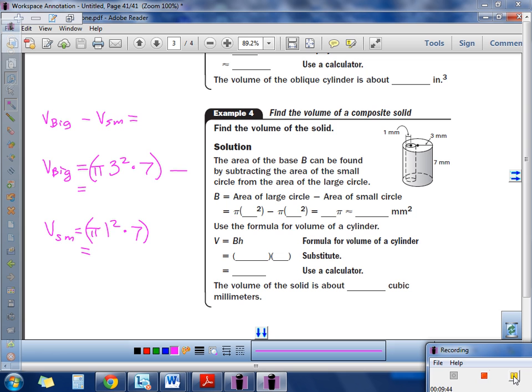All right, so once we subtract this value from this value, we get a total of about 175.91, and the units are millimeters cubed. So there would be our final answer on that problem once the cylinder is drilled out.